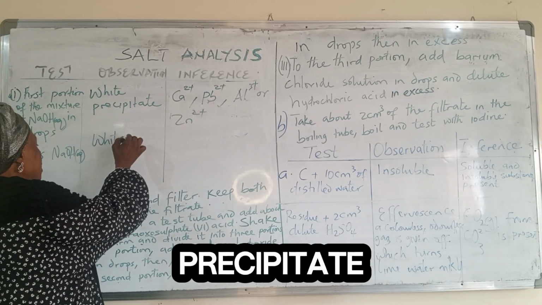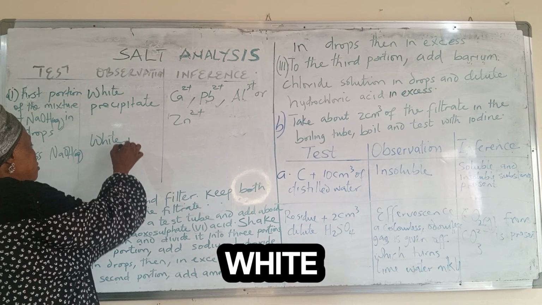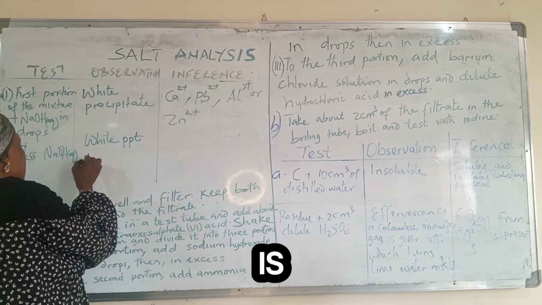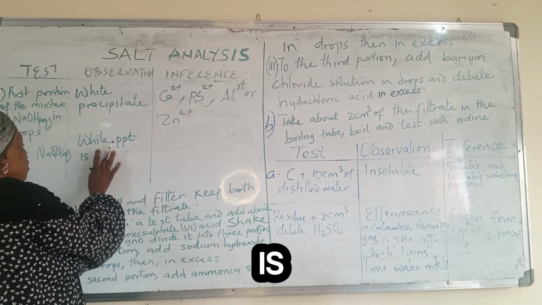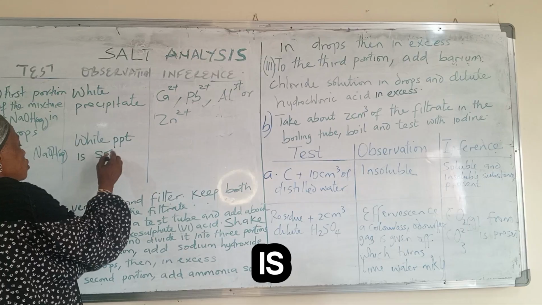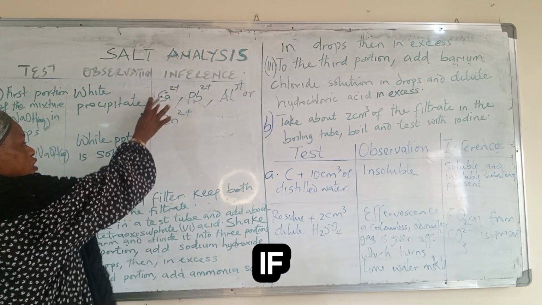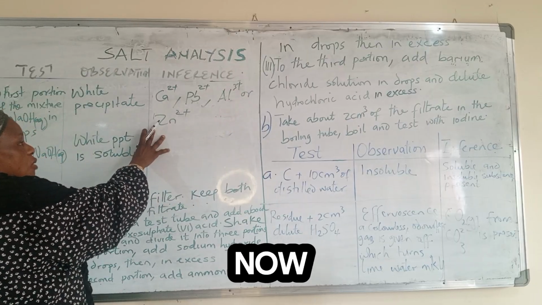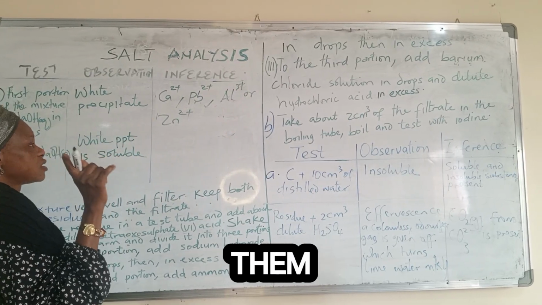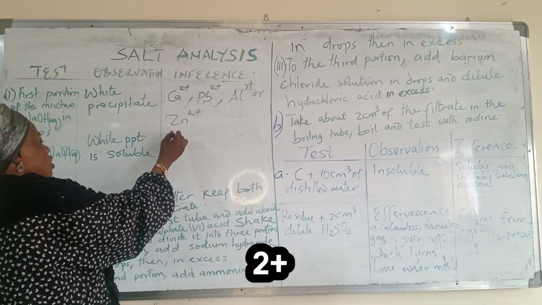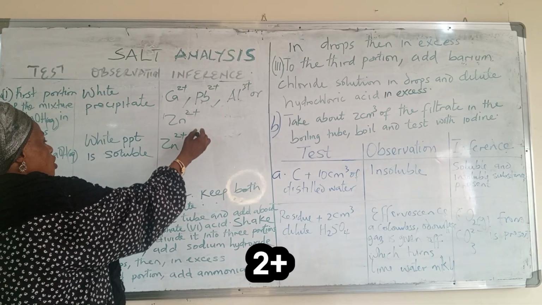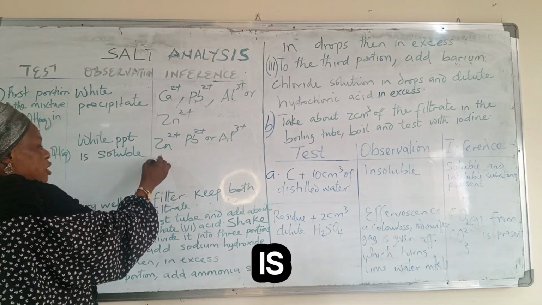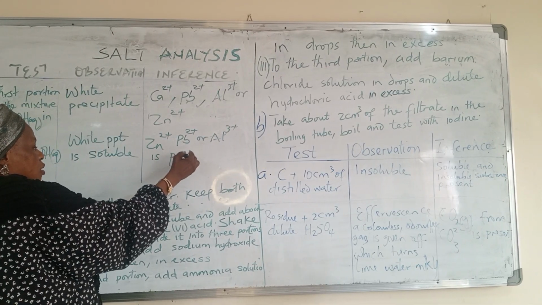Now, the white precipitate is soluble. Remember, if it is insoluble, it is calcium salt. So any one of these three salts is available. We have Zn2+, Pb2+, or Al3+ present.